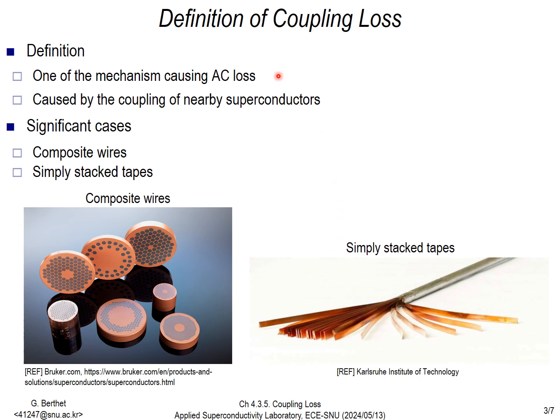Coupling loss is one of the AC losses and happens during AC operation when 2 or more superconductors are close together with a conducting material linking them. You can see on the left-hand side a cross-sectional cut of typical composite wires. The superconducting wires in gray are very close to each other, and the matrix being made of copper creates favorable conditions for coupling loss to happen. For the same reasons, stacking HTS tapes in the same manner as shown in the right-hand side picture will create great conditions for coupling loss to happen.